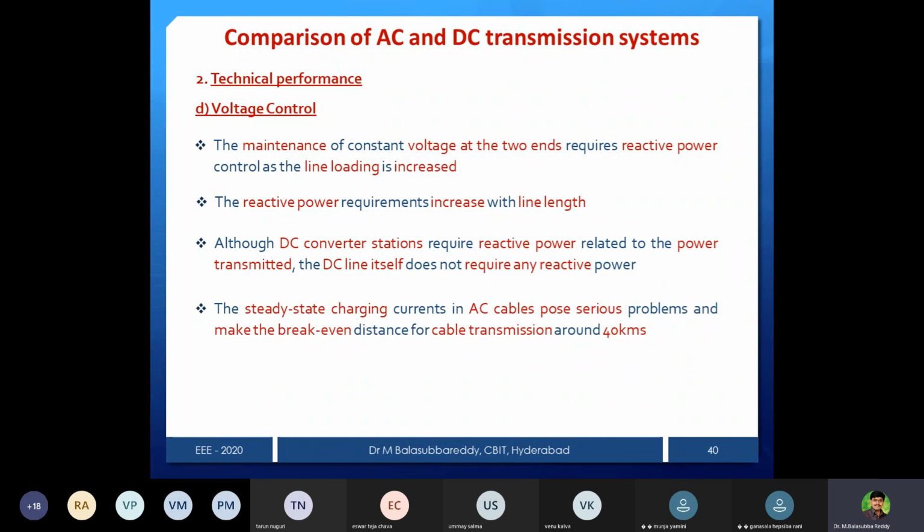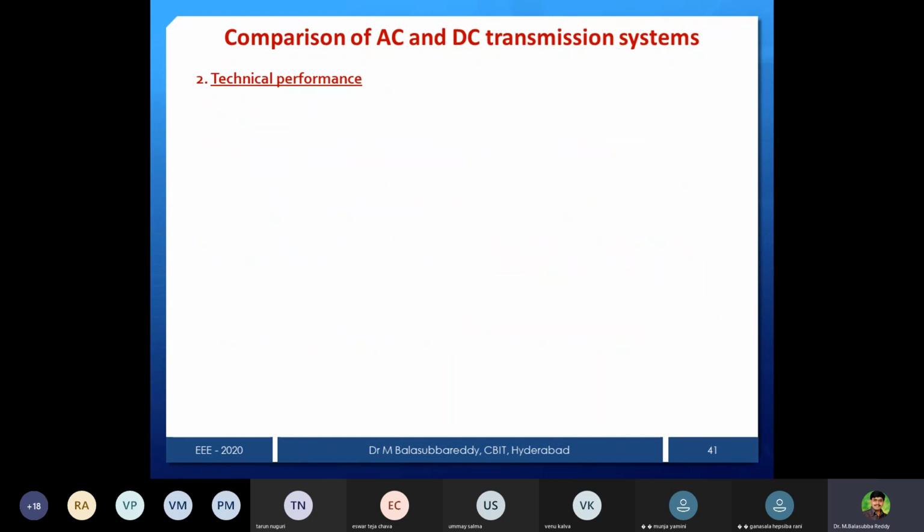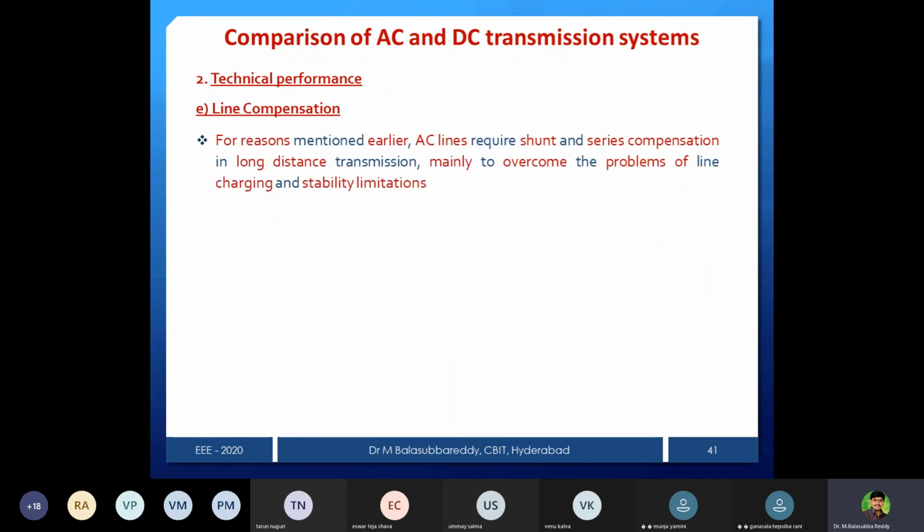Steady state charging current in AC cables poses serious problems, making the break-even distance for cable transmission around 40 kilometers. And line compensation is also one of the important parameters. The compensation is essential. For the reasons mentioned previously, an AC line requires shunt and series compensation in long distance transmission, mainly to overcome the problems of charging and stability limitations. So we observed the stability limited distance with respect to the power transmission.